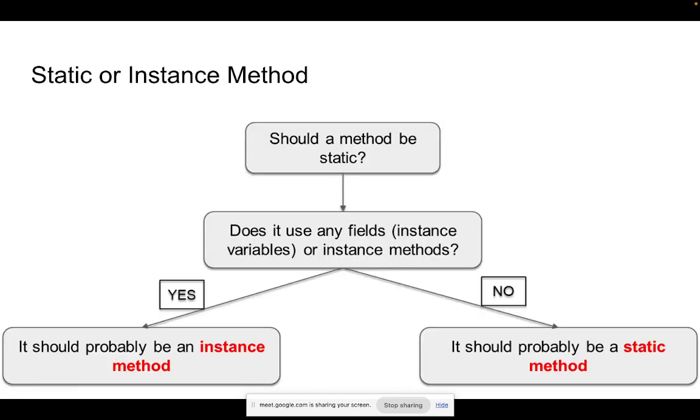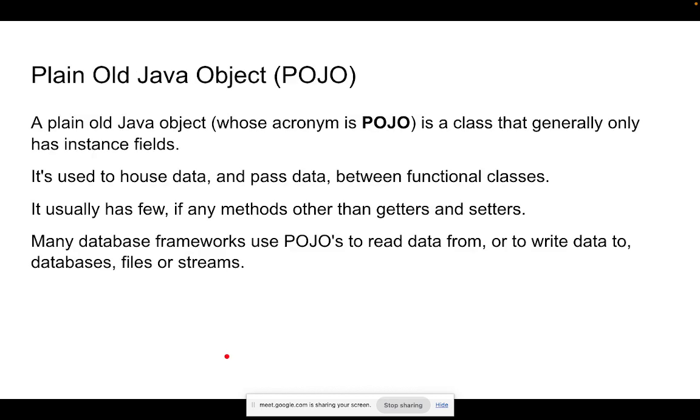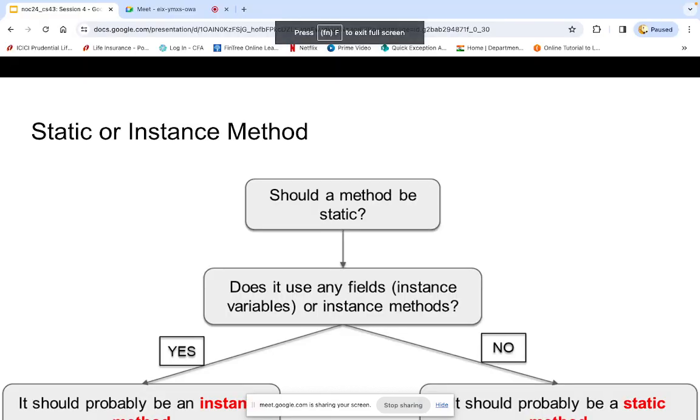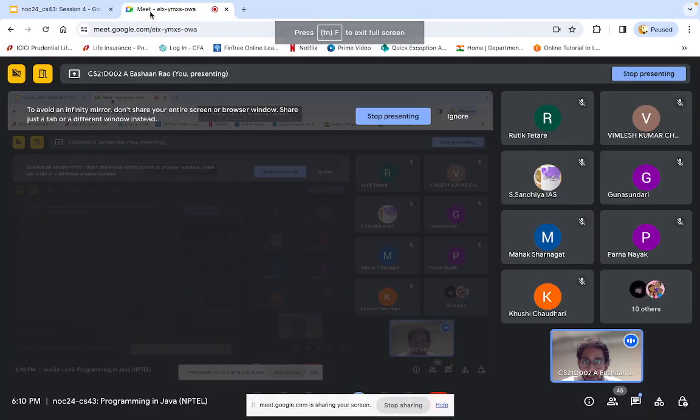In short, if you are not using any instance variable or methods, it should be a static method; otherwise it should be an instance method. We'll look into that much more clearly over time. I hope this overview of instance and static is clear. Static means only one copy, so it should be used very carefully. Instance variables and methods are the ones you use all the time. Let me see if you have any questions with respect to this, otherwise I will go to the next point.